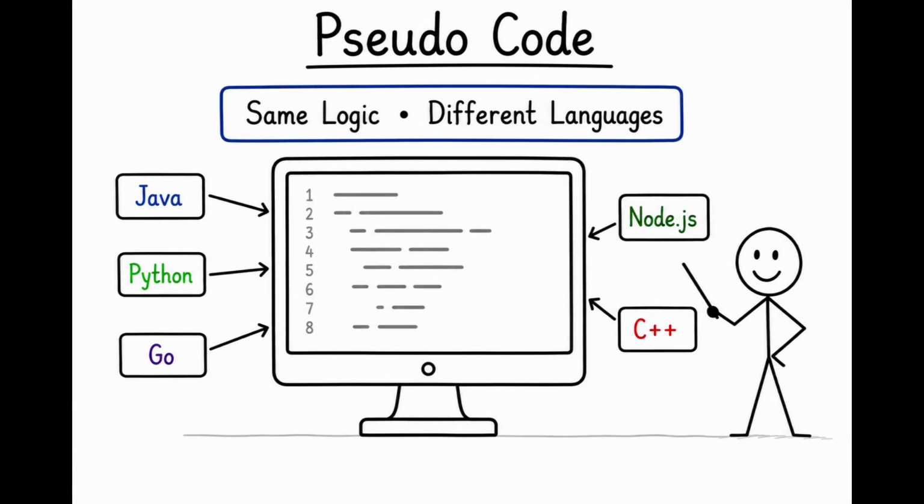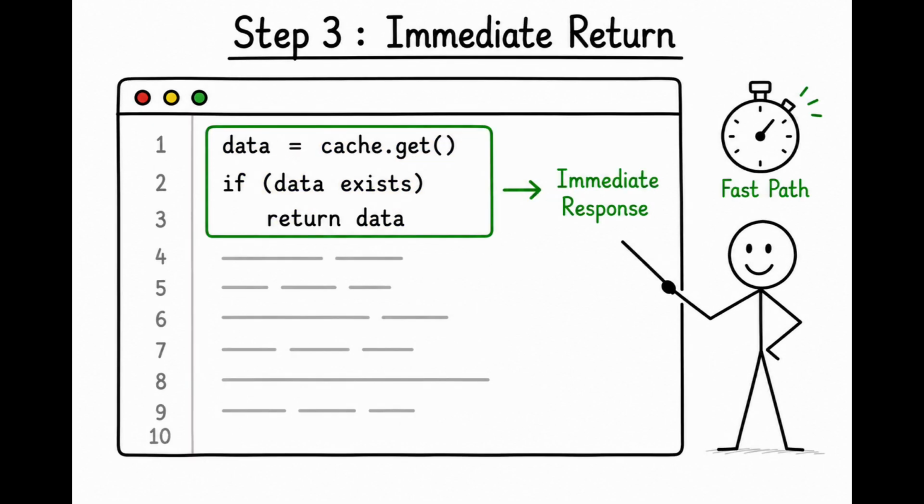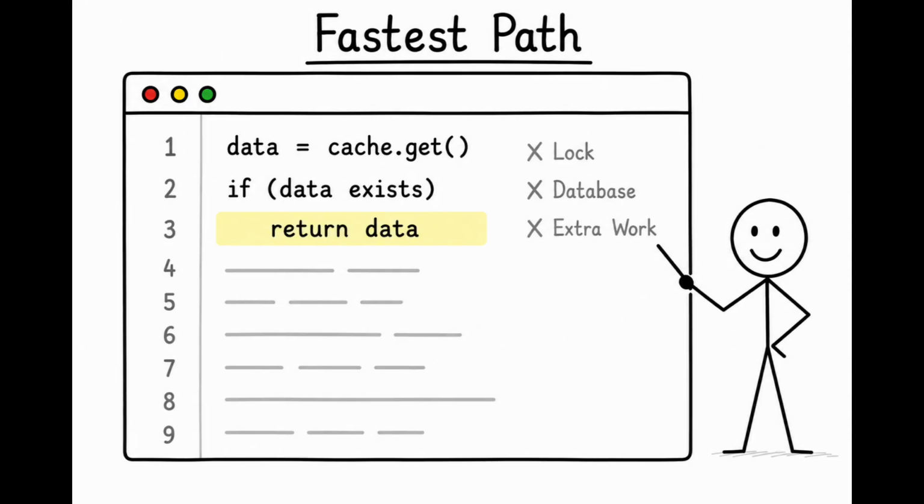Don't worry about any programming language. This is simple pseudocode. The logic remains the same whether you're using Java, Go, Python, Node.js, or C++. The first step is simple. We check the cache. If the data exists, return it immediately. No lock, no database. Nothing else is needed.